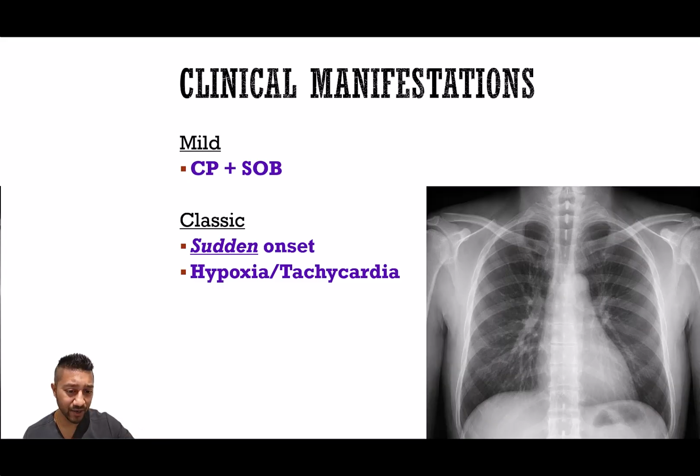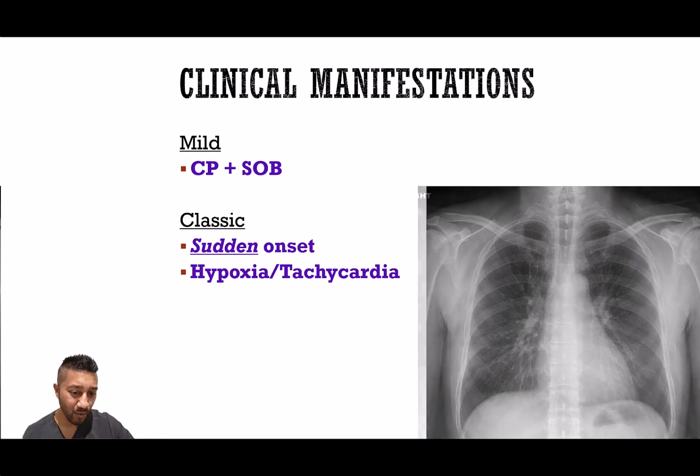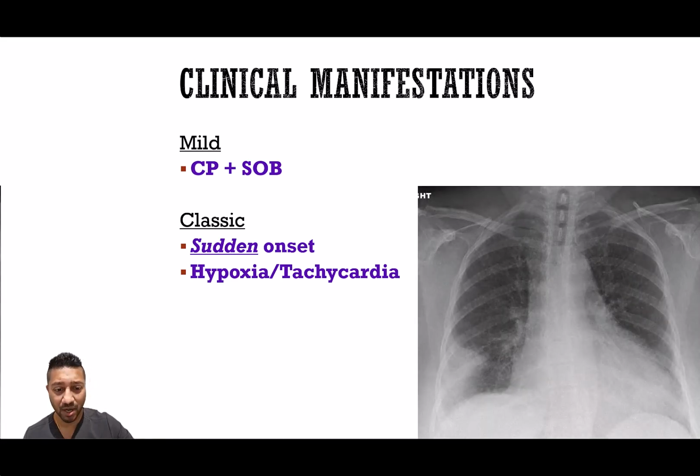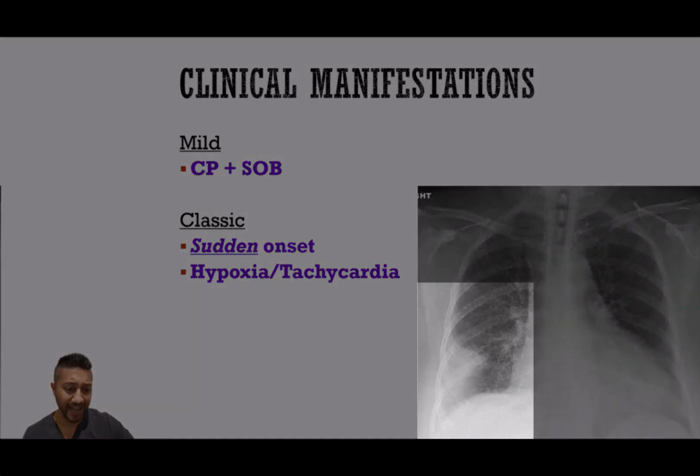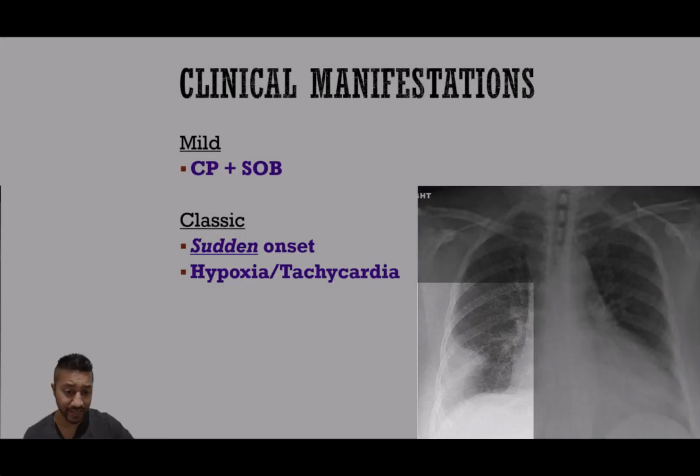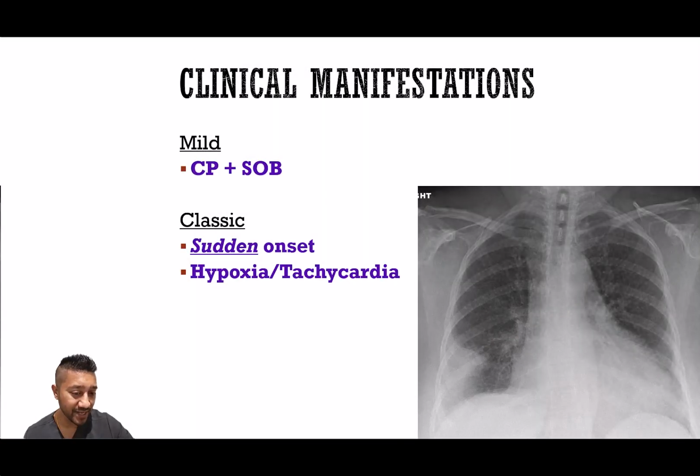Now, I'm sure some of you are already going like, hold up, Maruf, what about those Westermark signs or that Hampton hump sign where I see that dome-shaped opacity from pulmonary infarction? Don't I need to know those? This is that one time I'm going to tell you, don't worry about it. There's so much you need to know about PE that is so much more important than these arbitrary x-ray findings for PE, which are extremely low yield by comparison. So just know that there is this thing called the Westermark sign and Hampton hump sign that you might see in a PE, but I wouldn't fret much beyond that.